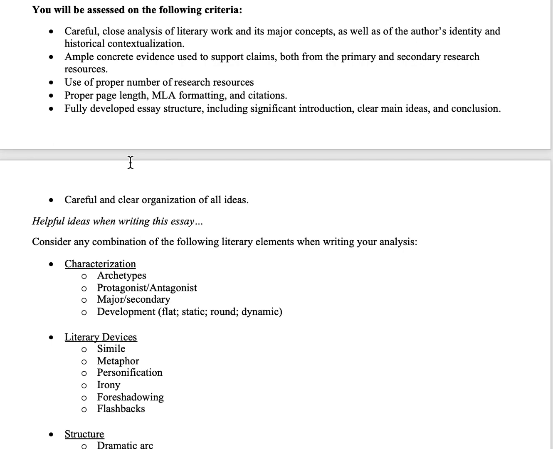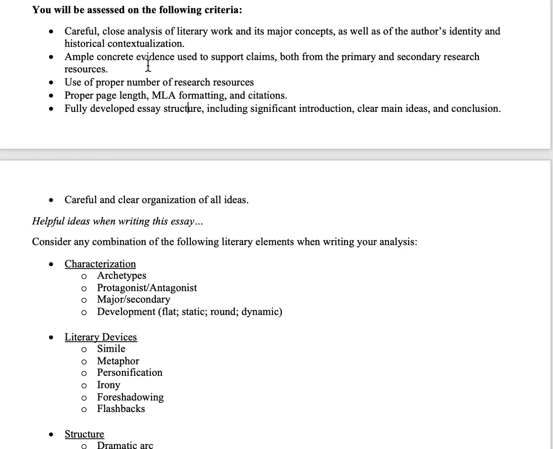Close, careful analysis of the literature. So this is where I don't want it to devolve into a biography or a history essay. I want it to be focused on analyzing the literature. And then secondarily, bringing in the historical or biographical context.